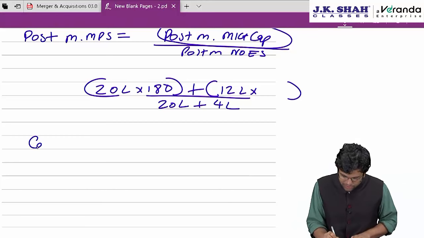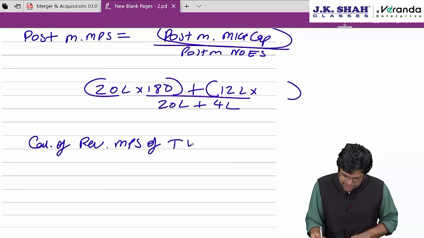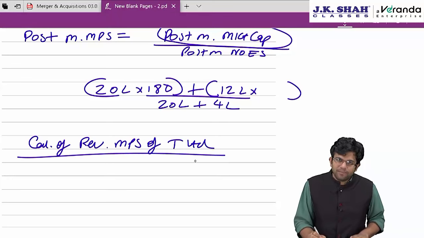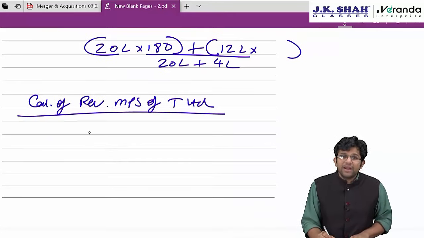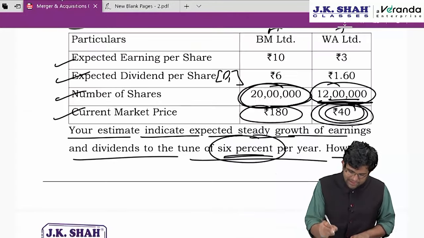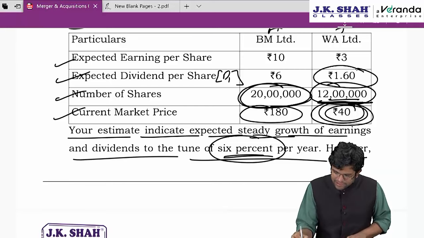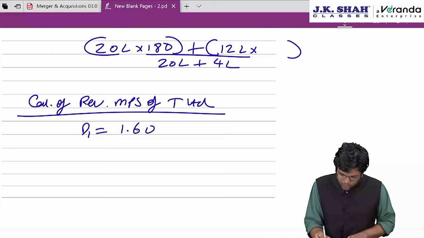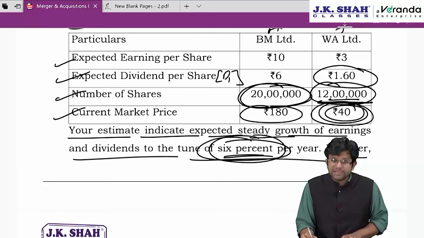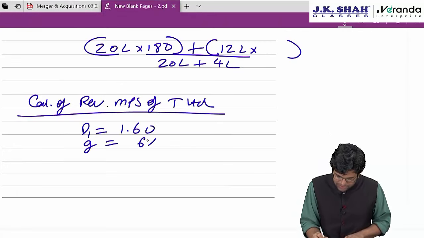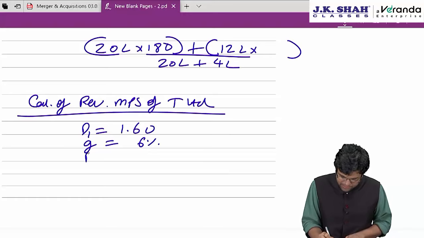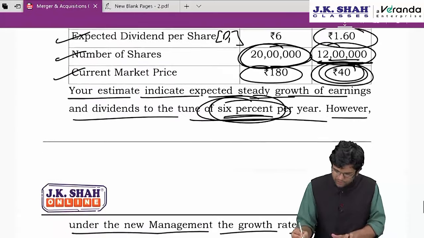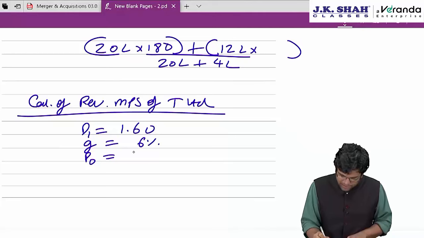So students, I'll write down here calculation of revised MPS of Target Limited. First of all, tell me its existing data. Can I say in the existing data, I will like to tell you that the D1 is 1.6 of Target Limited, obviously. So D1 equal to 1.6. Next, students, they have given to us the growth rate. The growth rate currently, students, is 6% per year. So I'll write down here 6%. And as far as P0 is concerned, the P0 given to you, students, is rupees 40. I'll write down here 40.